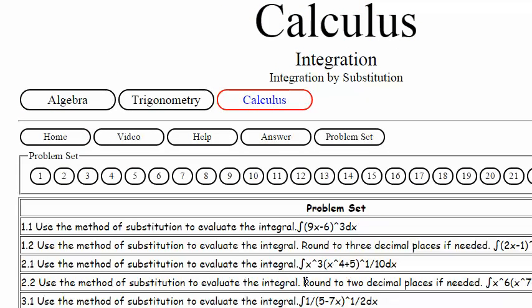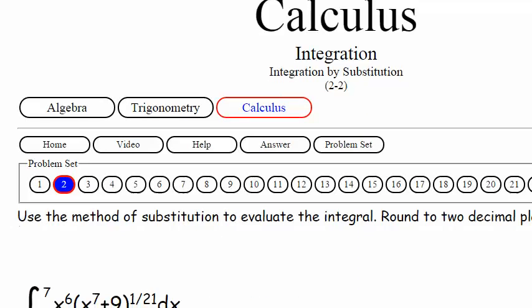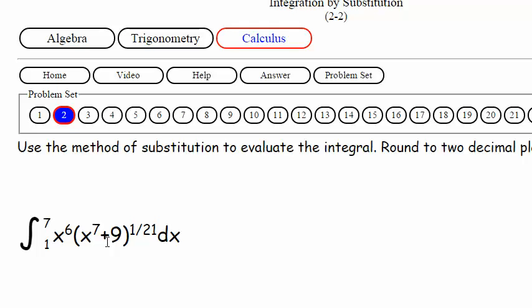Integration by substitution. We're down here at 2.2, I do believe. Use the method of substitution to evaluate the integral, rounding to 2 decimal places. So let's write this down: the integral from 1 to 7 of x to the 6th times (x to the 7th plus 9) raised to the 1 over 21 dx. If you didn't get all that, I'll be rewriting it down here again in just a second.